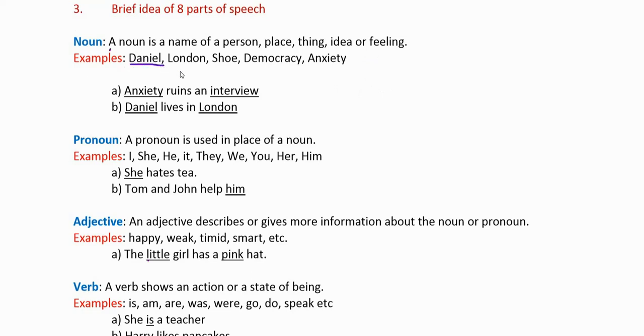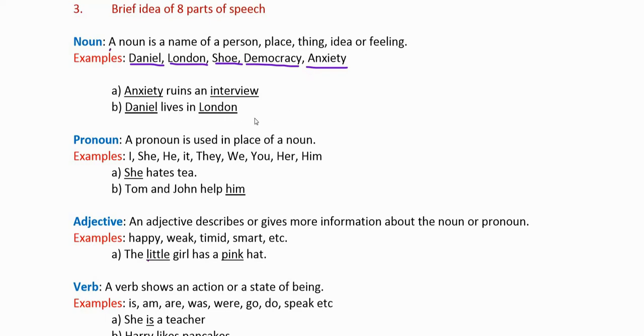Daniel is the name of a person. London is the name of a place. Shoe is the name of a thing. Democracy is an idea, and anxiety is a feeling. When I say idea and feeling, these are something which you cannot touch, which you cannot see, but you can feel. Okay? Anxiety, you cannot touch anxiety, you cannot see anxiety, you can feel it.